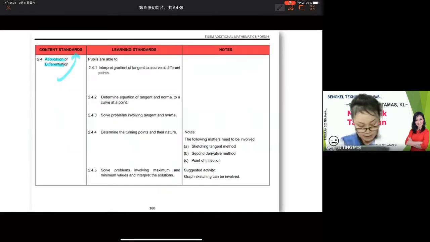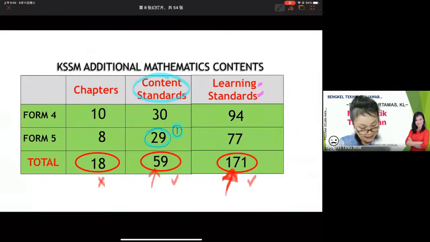Okay, let's go here. This is 2.4. The 2.4 is application. Under this is the learning standard. So you have 1, 2, 3, 4, 5. You have 5. This is the learning standard. The 5 is out of 77.